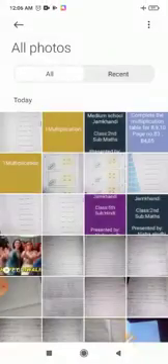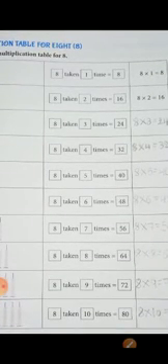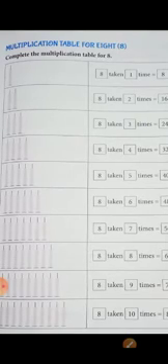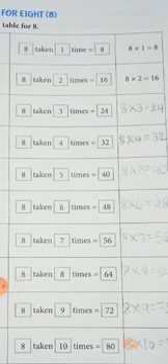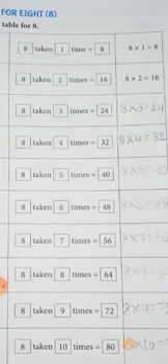8 taken one time is equal to 8. Write in the multiplication form: 8 into 1 is equal to 8. 8 taken 2 times is equal to 16. Means here 8 beads taken 2 times, it became 16. Write in the multiplication form: 8 into 2 is equal to 16.